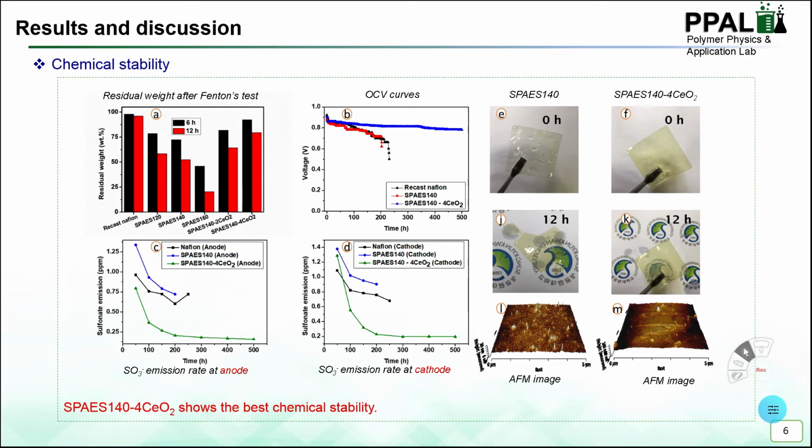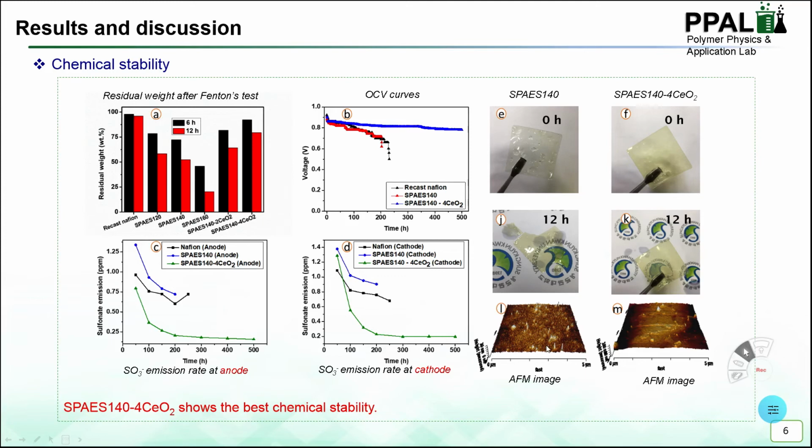We can see the pristine membrane is easily broken after 12-hour treatment in the Fenton test solution, as shown in figures E and J. However, the membrane containing 4% of the cerium oxide at both surfaces is still very stable after 12-hour treatment in the Fenton test solution.